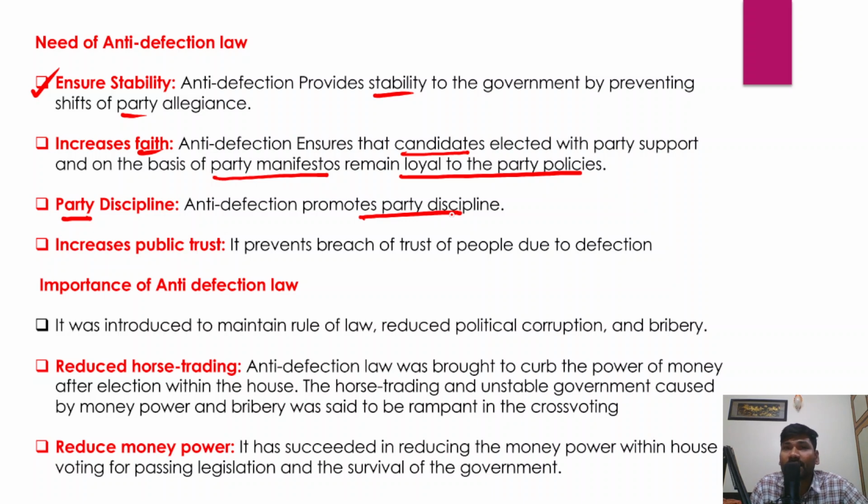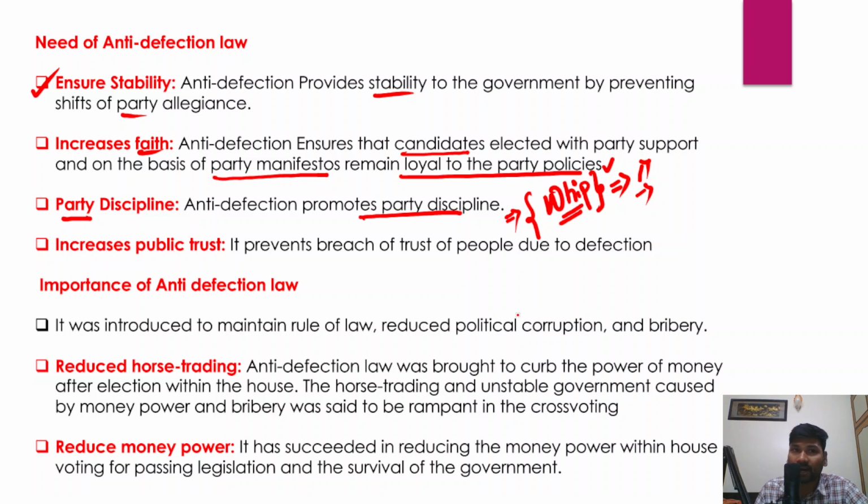It plays a very important role in promoting party discipline, because every political party issues a whip, and members of that political party in the legislature must comply with the whip issued by the respective political parties. They cannot abstain contrary to the whip issued by the political party, and they cannot vote contrary to the whip issued by the political party. So the members of a particular political party must comply with the whip issued by their respective political parties.